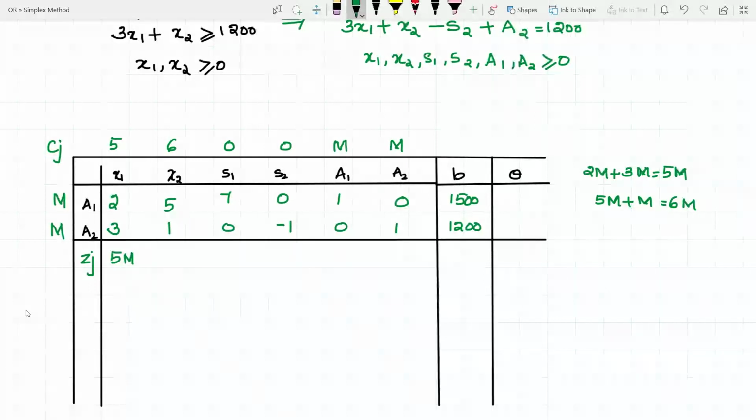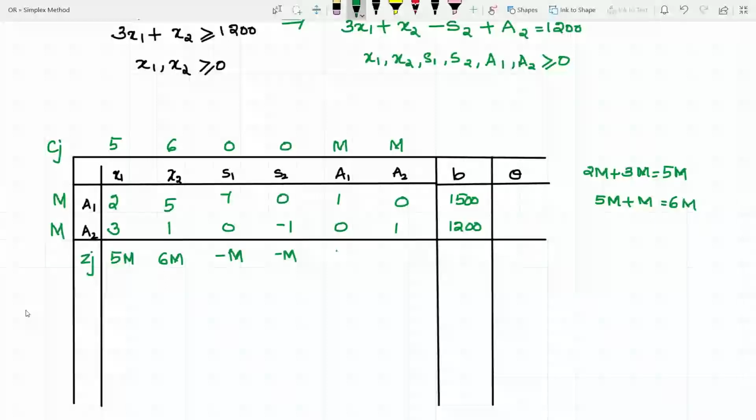You have here 6m. Near the m into -1 plus m into 0, this is minus m. Next, m into 0 plus m into -1. This is also minus m. Then m into 1 plus m into 0.